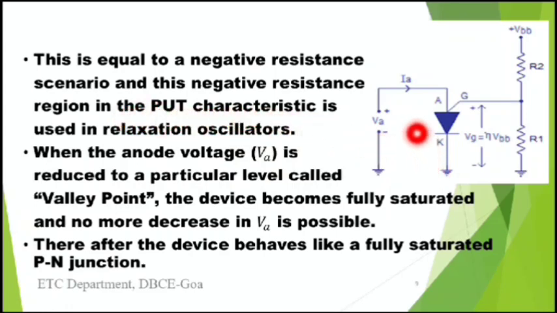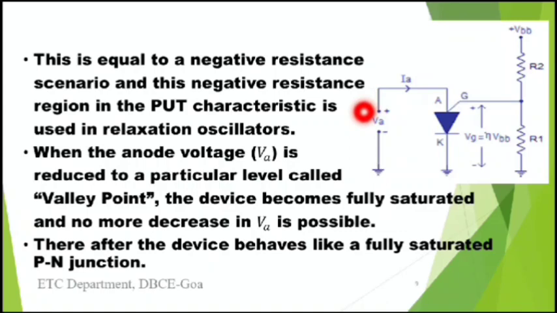So we saw that initially VA was increasing and IA was also increasing, and the PUT device started behaving like a typical PN junction. Further on, VA reached a particular point, the peak point, and the PUT device started getting saturated.